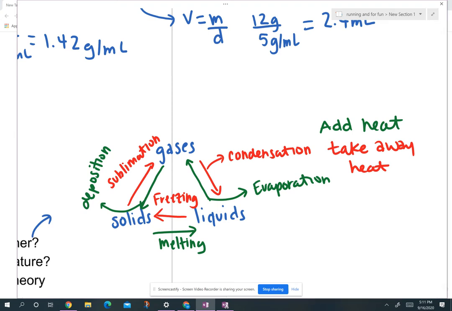I think I messed up here with the solids to gases. Let me see. Solids to, actually, let me look this up. Deposition, chemistry. That is when we go from solid to vapor, sublimation, gases to solid, deposition. Okay, I got it right. I just wanted to double check.